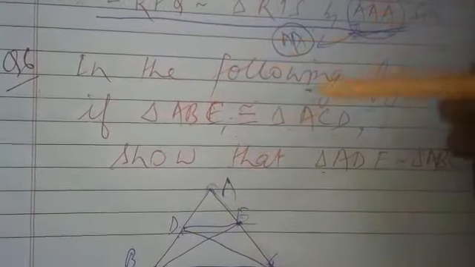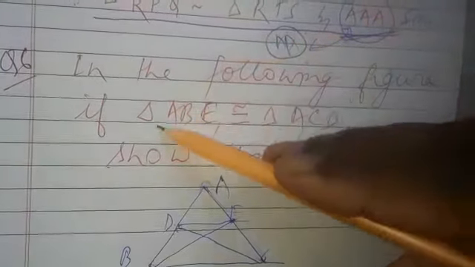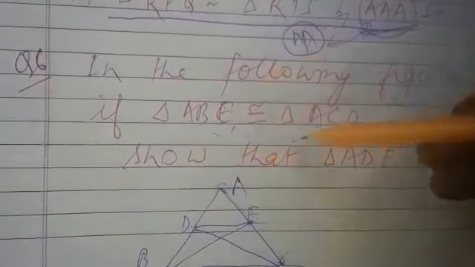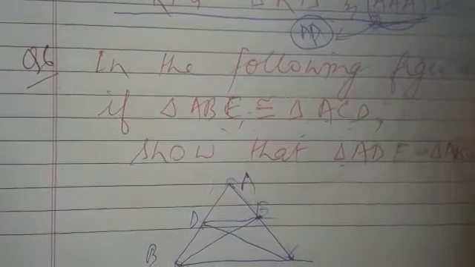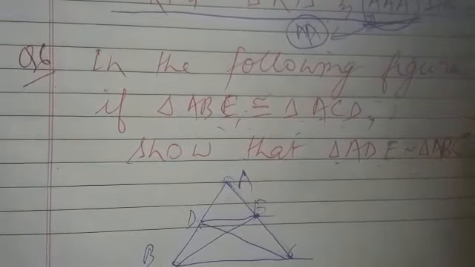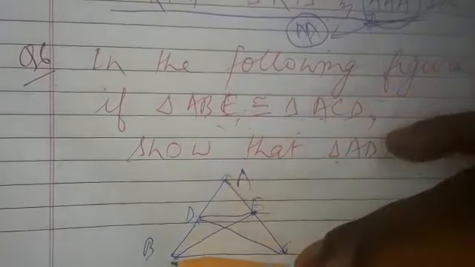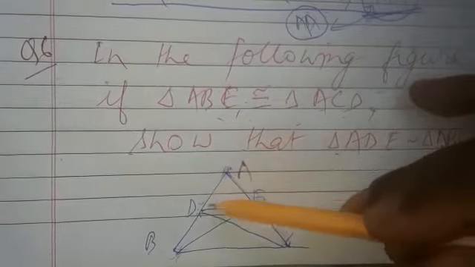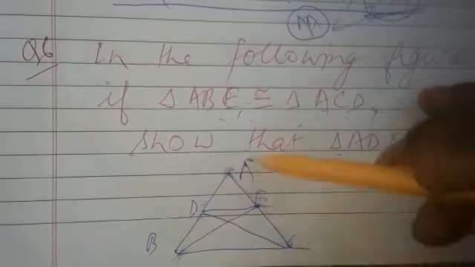Next question. In the following figure, if triangle ABE is congruent to triangle ACD, we have to show that triangle ADE is similar to triangle ABC. It means that triangle ABE is congruent to triangle ADC. Then we have to prove that triangle ADE is similar to triangle ABC.